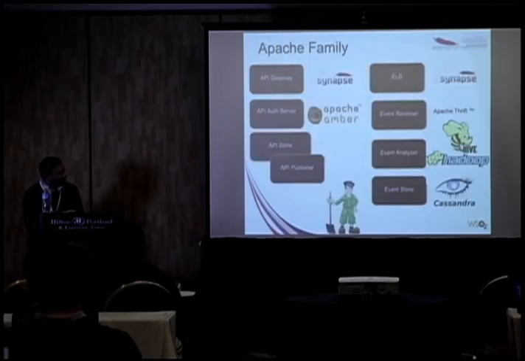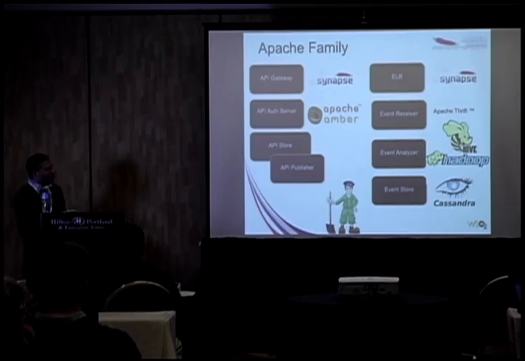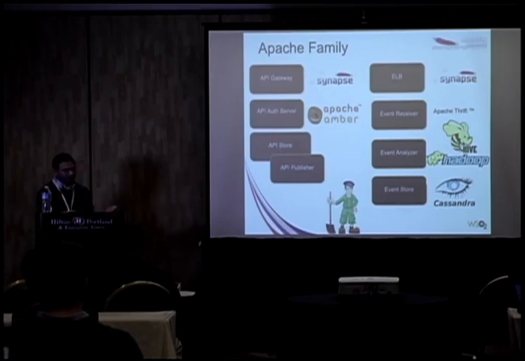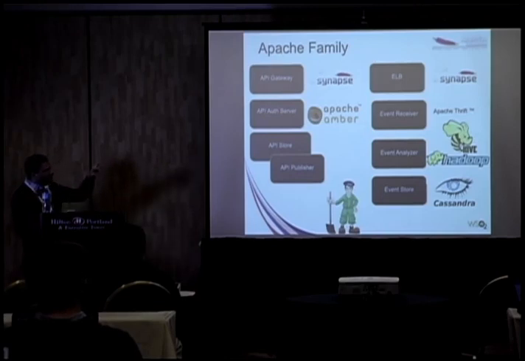So when it comes to the Apache family, here is how we utilize Apache components. For the gateway, we use Apache Synapse as the core mediation logic. For the load balancer, we again configure Synapse for load balancing and use Apache Synapse there. For the OAuth server, we are using an OAuth implementation called Apache Amber. And for the receiver, to have high performance event collection, we are using Thrift as the protocol at two levels: one to collect the events, as well as for communication between the gateway and the OAuth server. I will explain it in a different slide.